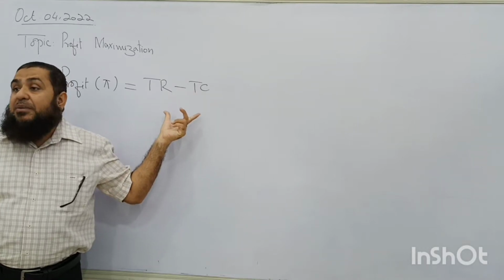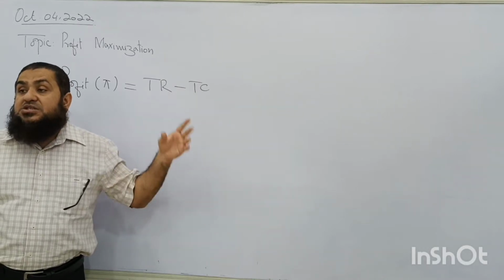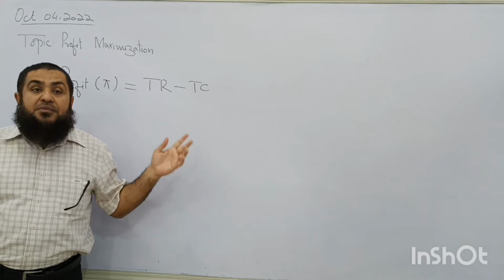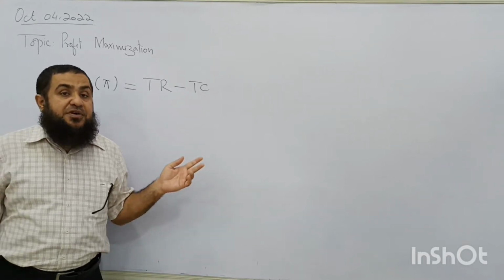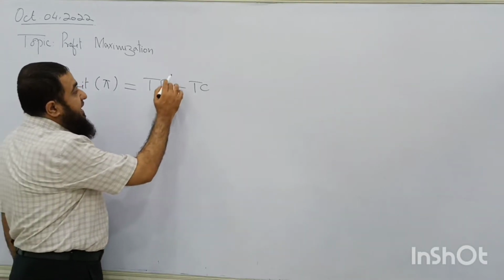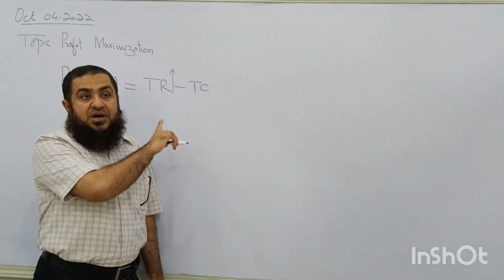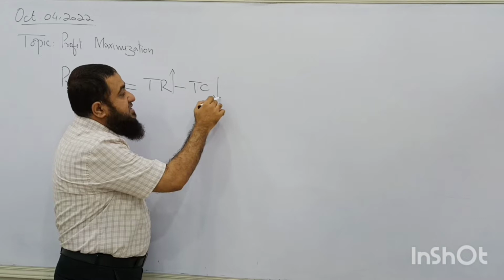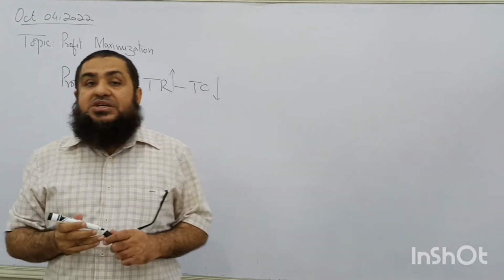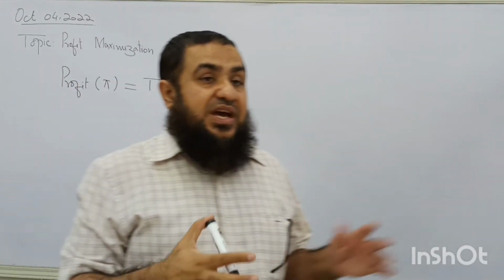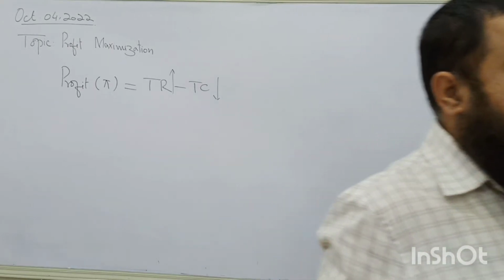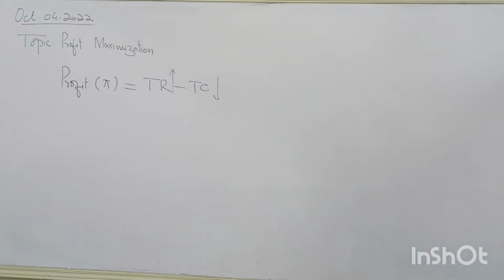So what is the aim of the firm? To maximize this gap. How can a firm maximize this profit gap? Either by increasing the total revenue and keeping the total cost same, or by decreasing the total cost of production as well. So we see this gap can be increased when total revenue is increased by the firm or total cost of production is reduced.